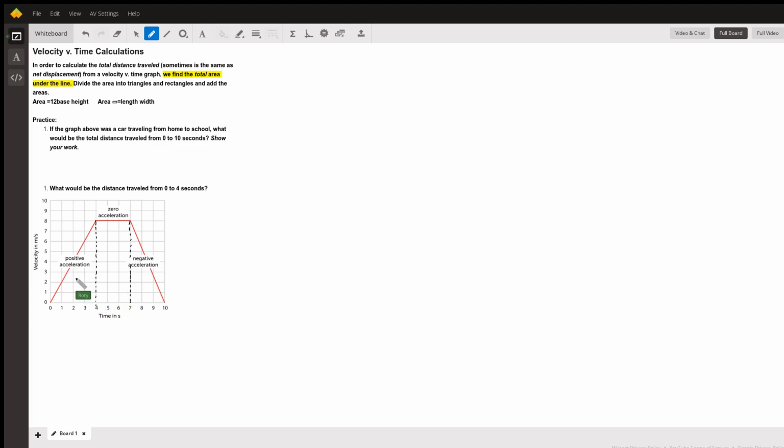So let's call this area 1, area 2, and area 3. And our total displacement actually equals the sum of the three areas, A1 plus A2 plus A3.